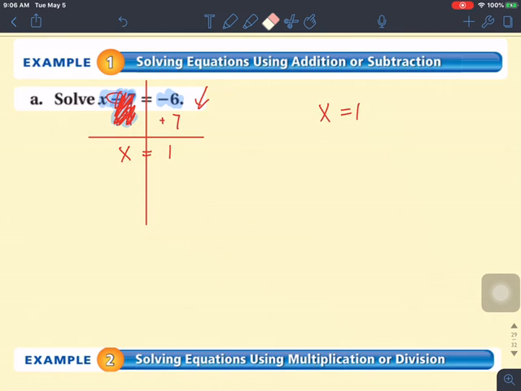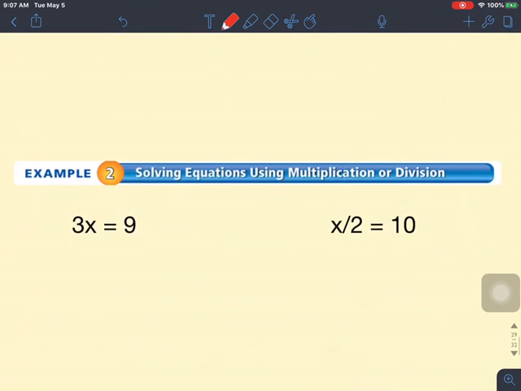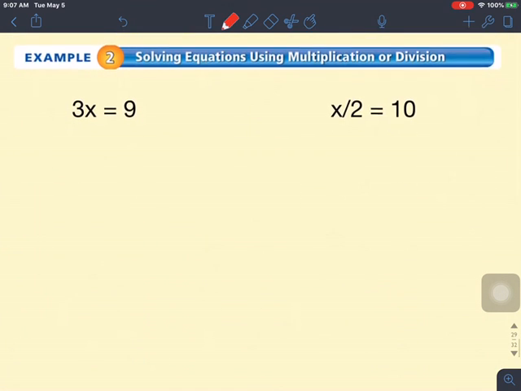So how do we know we're right? We're going to take this value of 1 and put it right here to see if that's a true statement. Is 1 minus 7 negative 6? Yes, it is.